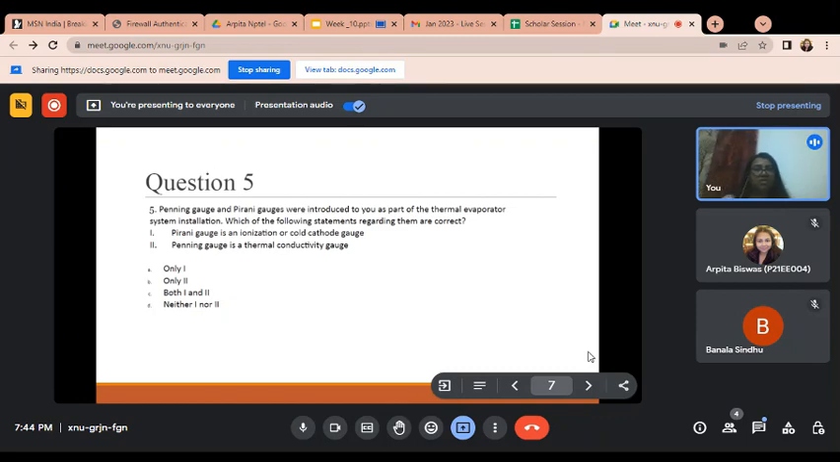Penning gauge and Pirani gauge were introduced to you as part of the thermal evaporation system installation. Which of the following statements regarding them are correct? Pirani gauge is an ionization or cold cathode gauge. The Penning gauge is a thermal conductivity gauge.